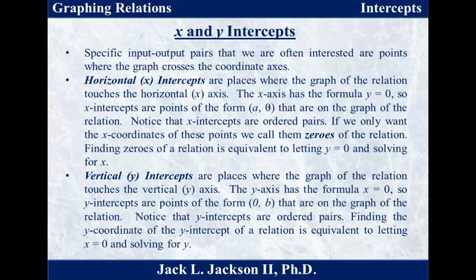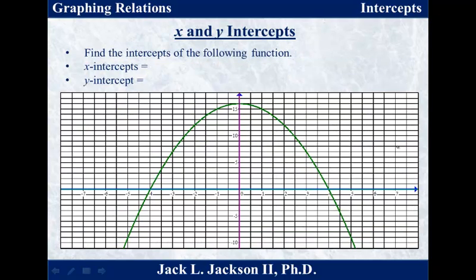Vertical intercepts, or y-intercepts, are places where the graph of the relation touches the y-axis, and the y-axis has the formula x equals 0, so y-intercepts are the points of the form (0, b) on the y-axis. Okay, again, y-intercepts are ordered pairs. So when we want to find the y-coordinate of the y-intercept, that's equivalent to letting x be equal to 0, say in the equation, and solving for y. Or let x be 0 in the table and find the y or y's that go with it. Of course, if it's a function, there will be either 0, none of them, or there will be 1.